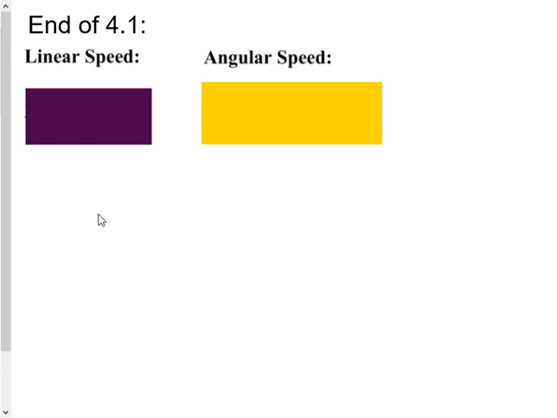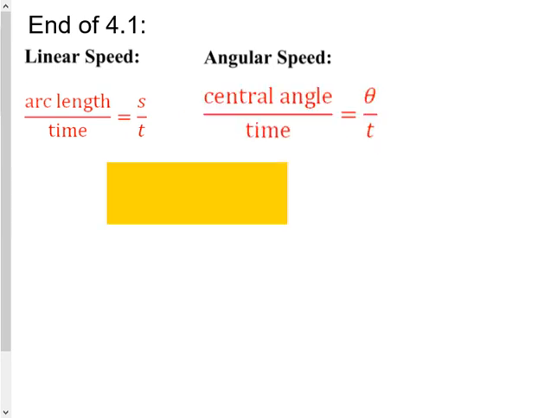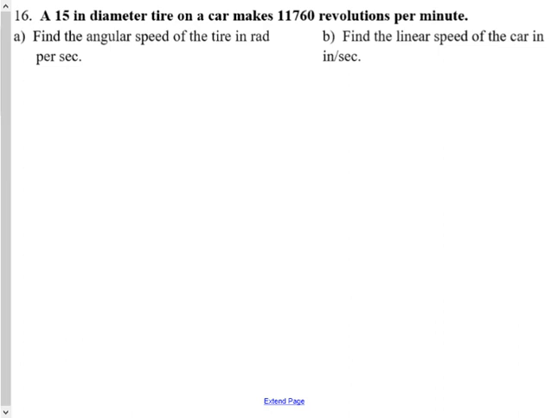Today we are wrapping up lesson 4.1 and moving on to 4.3. At the end of 4.1 there were two formulas: one for linear speed, which is arc length over time, and one for angular speed, which is central angle over time. However, we're not going to use either of these. If you're a very formula person, you can still try these and see how they work for you. But I have a different method, so let's get to the problem so I can show you how that works.